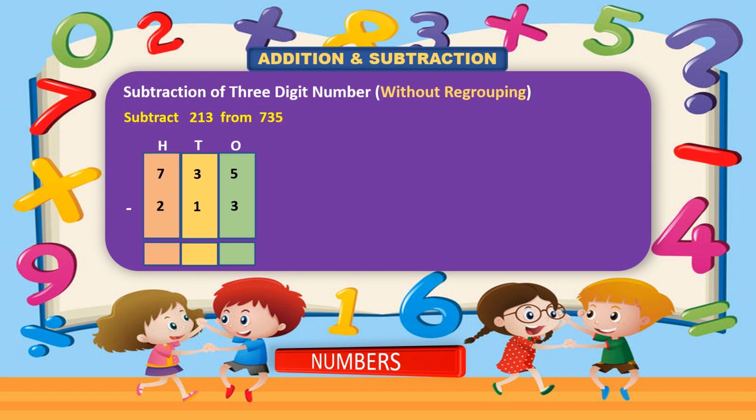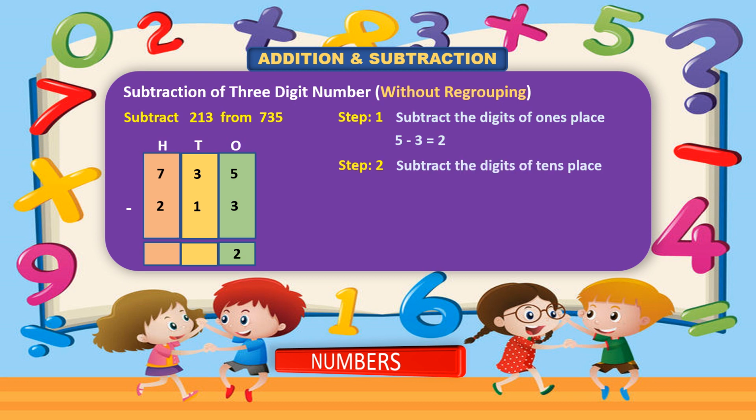Subtraction of 3-digit number without regrouping. Subtract 213 from 735. So we write 735 minus 213. Step 1. Subtract the digits of ones place. 5 minus 3 is equal to 2.